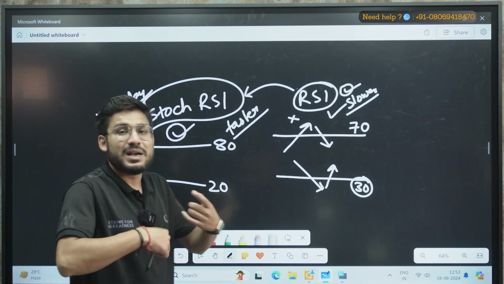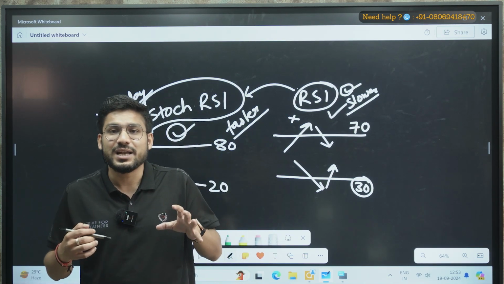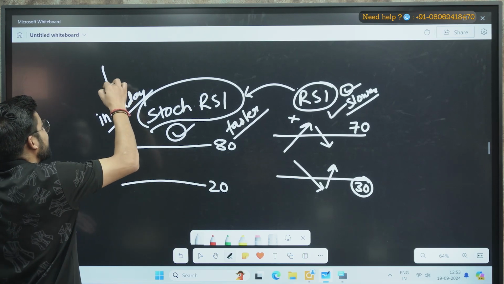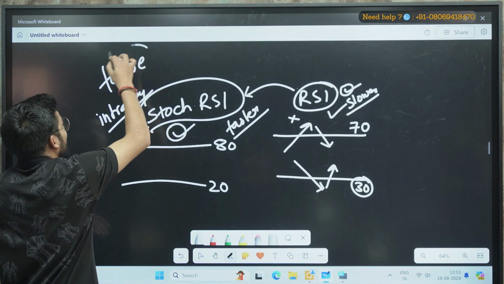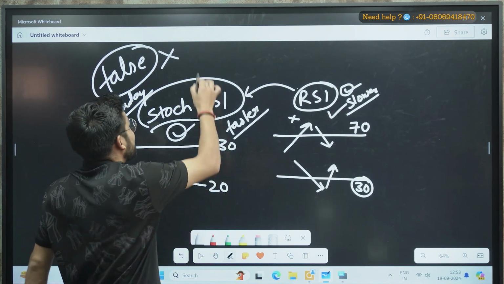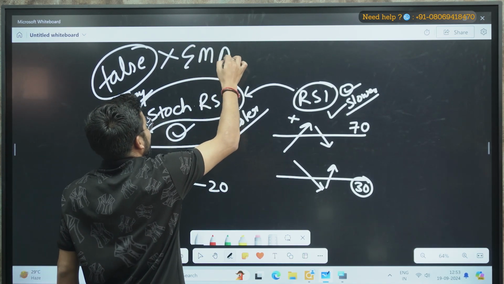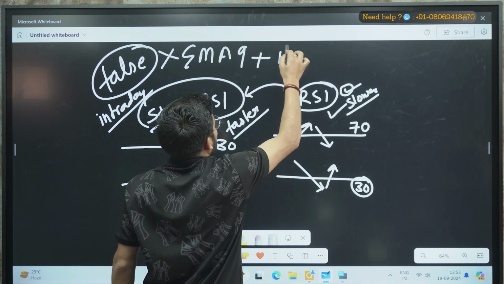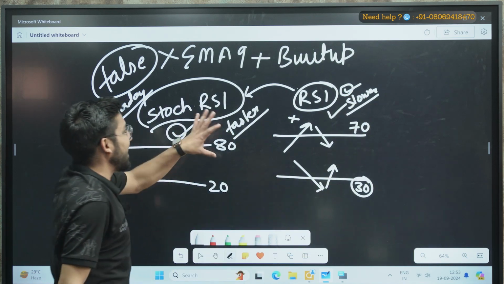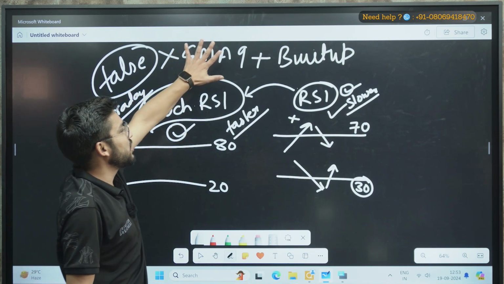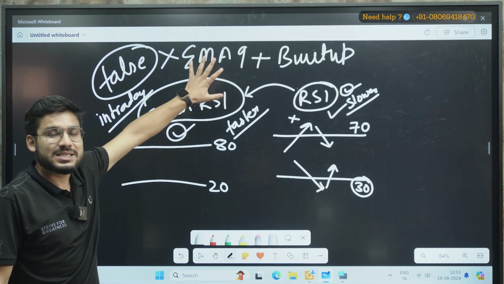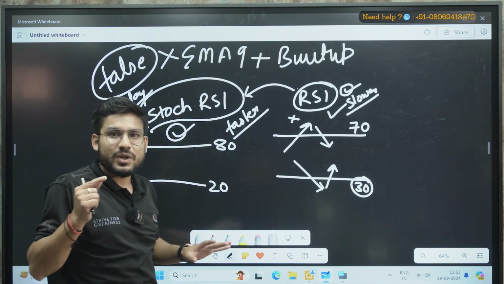Because it will give you multiple signals for buying and selling, for the market ups and downs. So sometimes it will give you false signals also. Now how will we neglect these false signals? We will use a confirmation with it, that is my exponential moving average 9 along with my build-up. So I'll compile these things: Stoch RSI, exponential moving average 9 and build-up of the market. And this strategy will give me my trades.